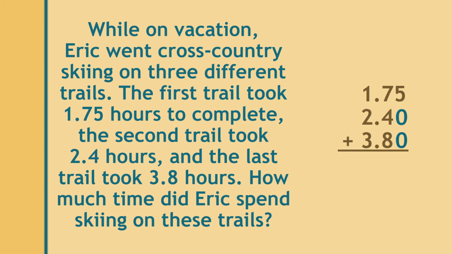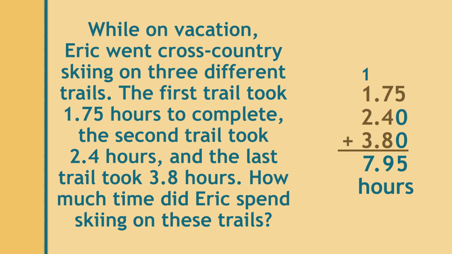So we have 5 plus 0 is 5. 7 plus 4 plus 8 is going to give us 19. So we are going to put the 9 there and carry the 1. Then we have 1 plus 2 plus 3, which gives us 7. Now we can't forget the last thing we need to do, which is to bring that decimal point straight down, and our answer is 7.95 hours. Okay?